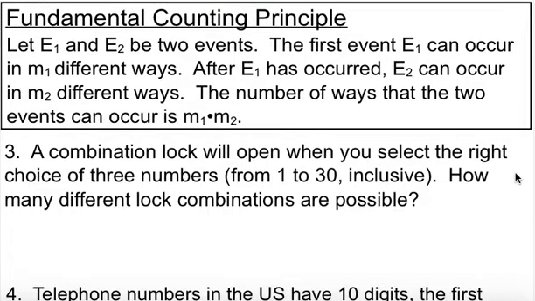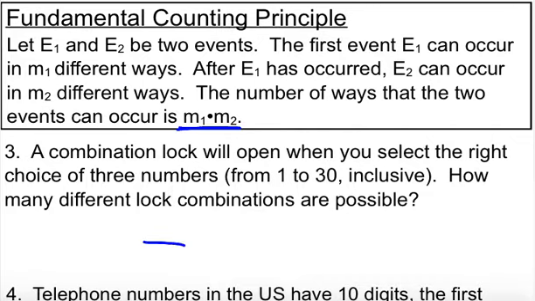You are very familiar with this. If you have 2 different events, if the first event can occur in M1 different ways, and then after that the second event can occur in M2 different ways, then the number of ways that the 2 events can both occur is you just multiply those. So for example, a combination lock will open when you select the right choice of 3 numbers. Okay, you have to have the right numbers, you have to have them in the right order. How many different lock combinations are possible?